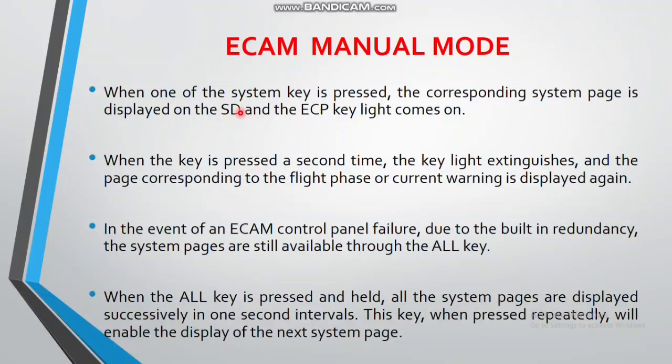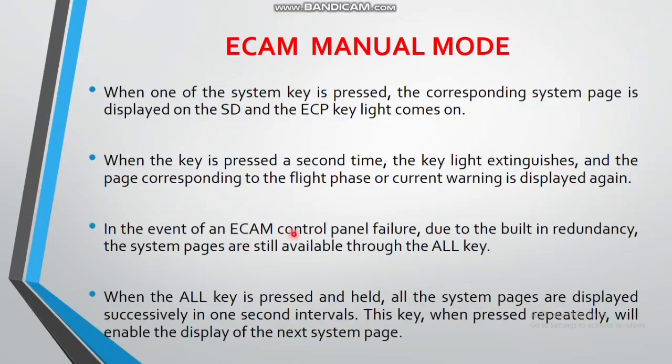I was telling you about the ECOM automatic mode. Now we will talk about the manual mode. What is the manual mode? When one system key is pressed on the ECP, the corresponding system page is displayed on the system display, and an ECP light will come on on the push button. When the key is pressed a second time, the key light extinguishes, the light goes off, and the page corresponding to the flight phase or current warning is displayed again. So once you press again, that flight phase will come, or any warning related display will come.